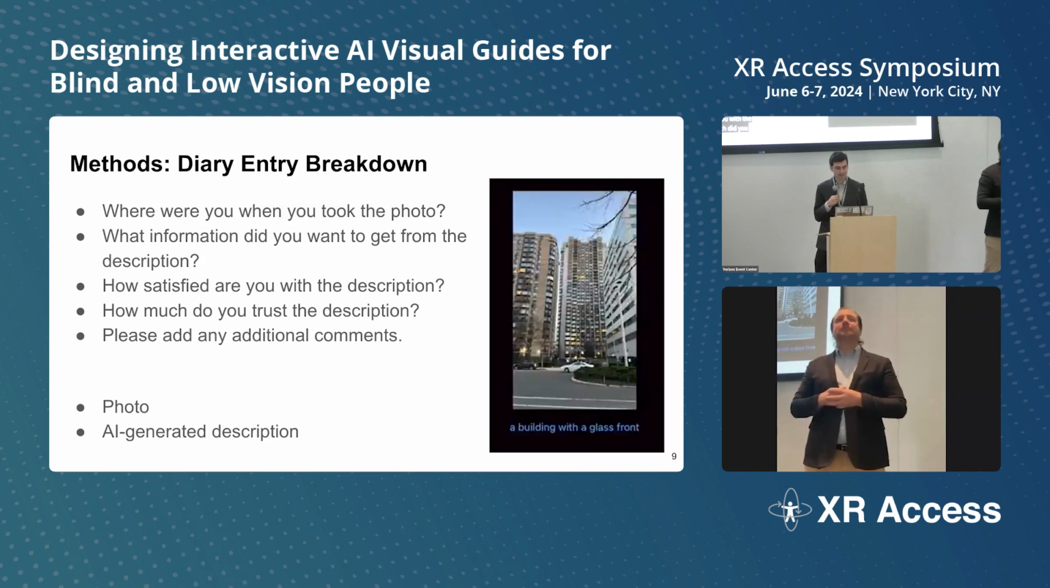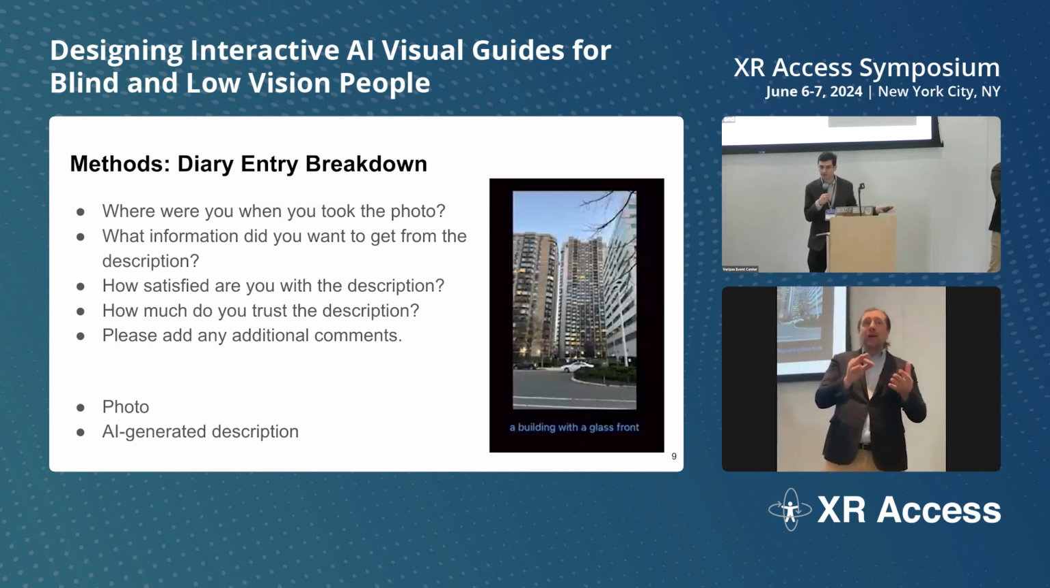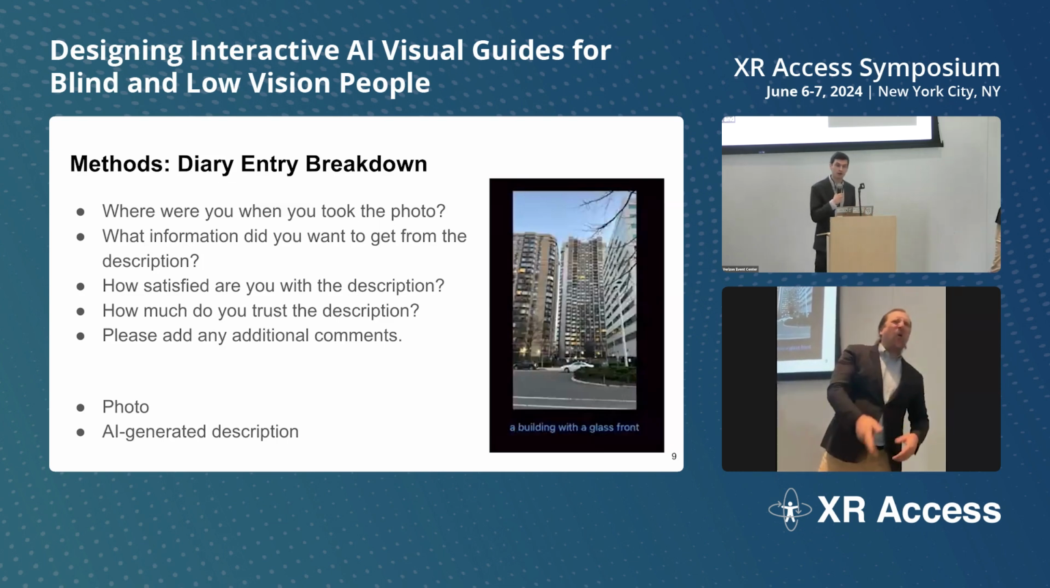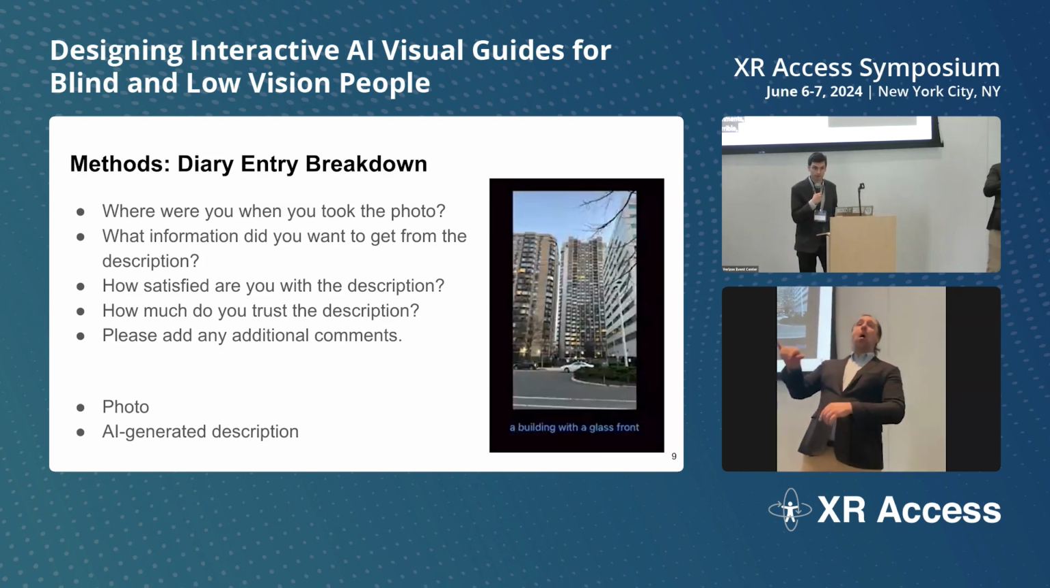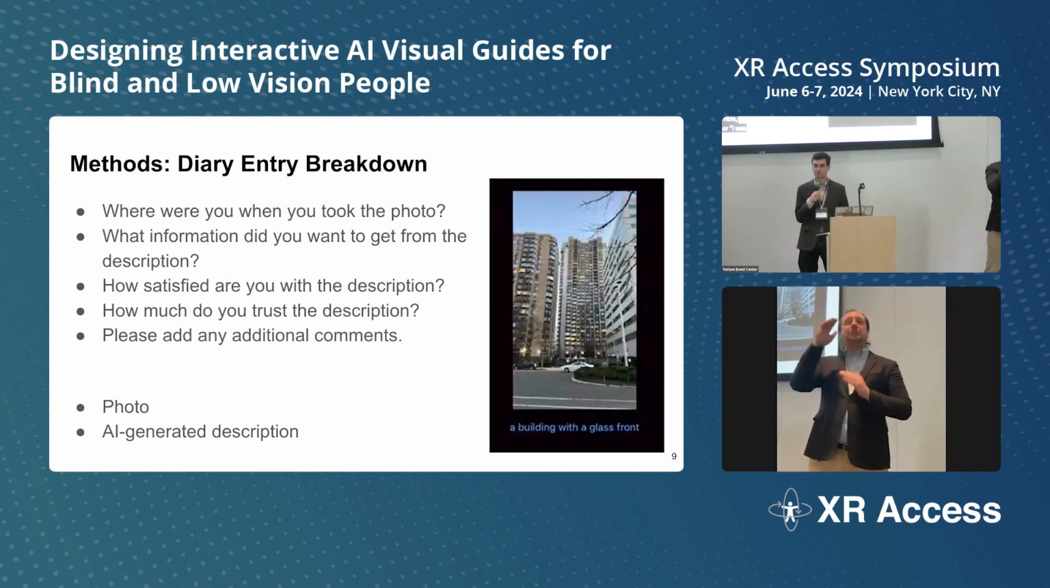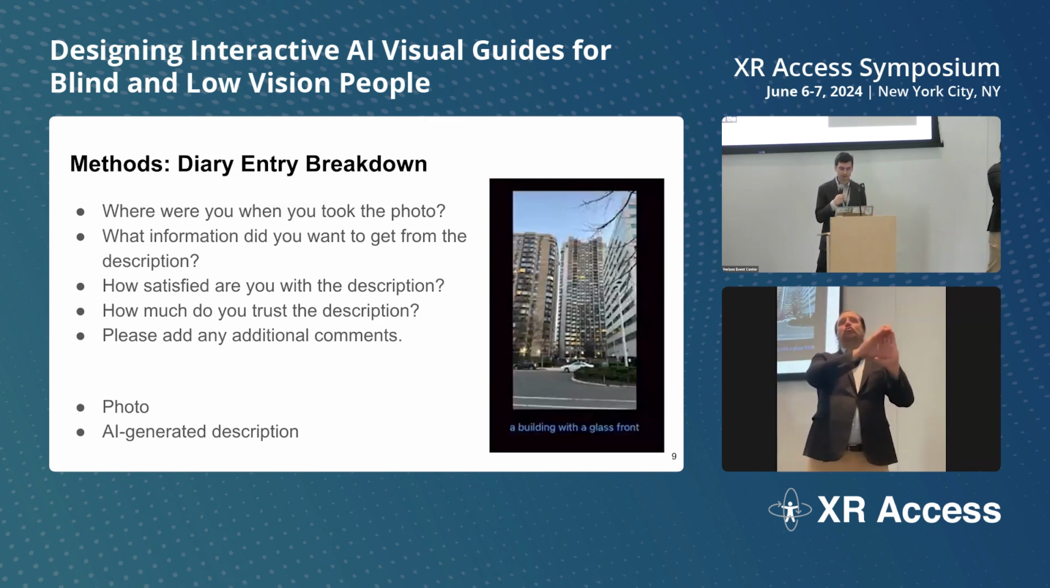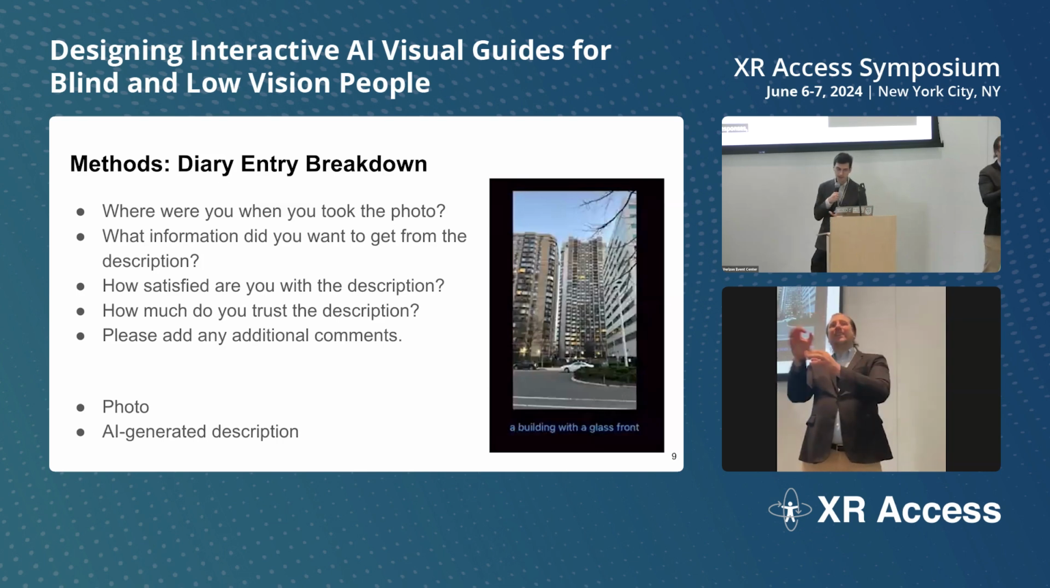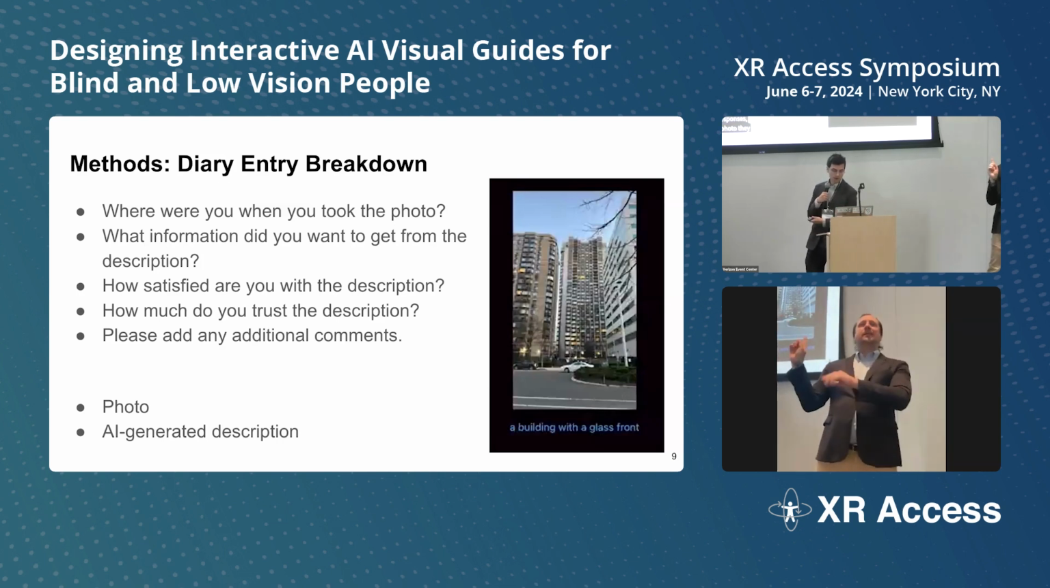And then we also asked them to give us any additional comments, maybe tell us this is terrible, this didn't work well, or hey, I was surprised that this description was actually good. I didn't expect it to identify a transparent bag like the material plastic. So in addition to these responses, we also received the photo they took and its AI generated description. On the right side of the slide, we have an example photo of a tall apartment building with a description, a building with a glass front.